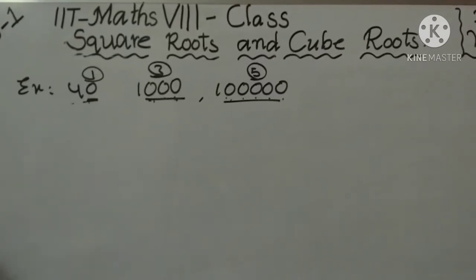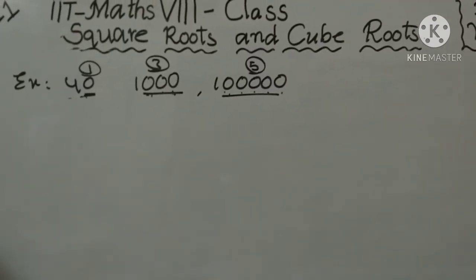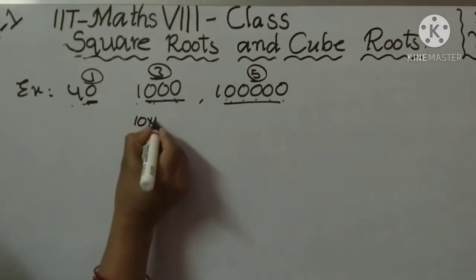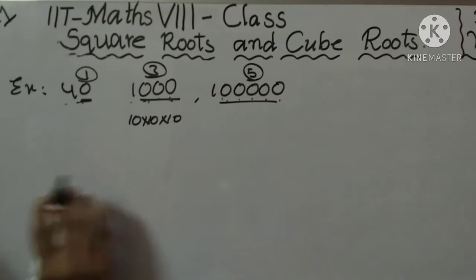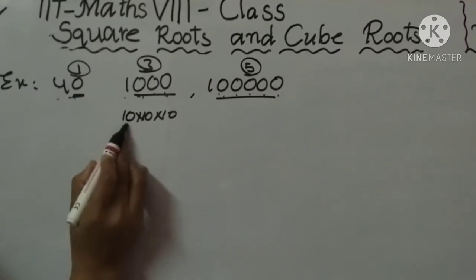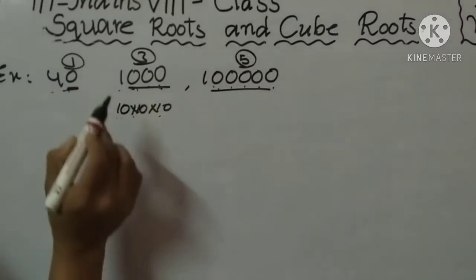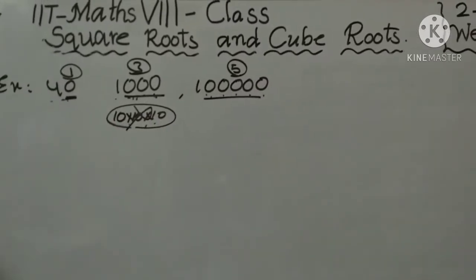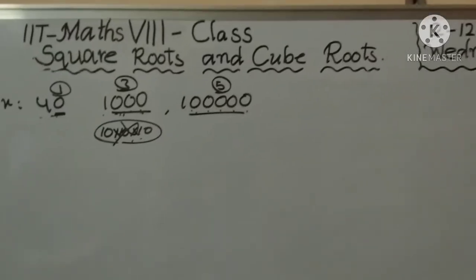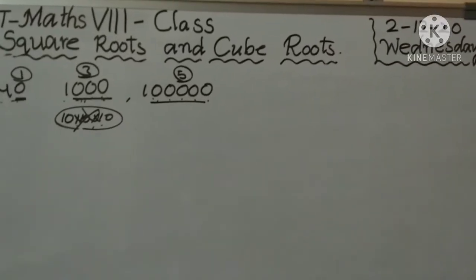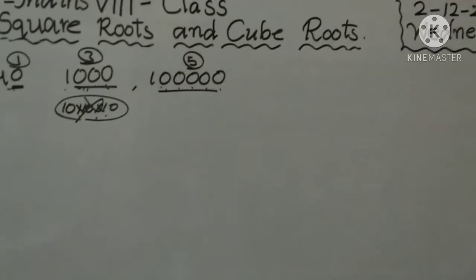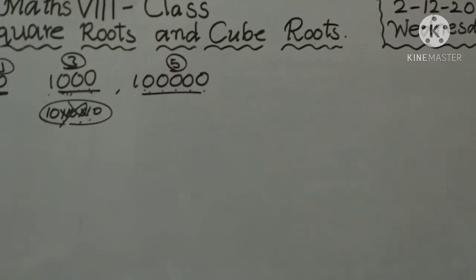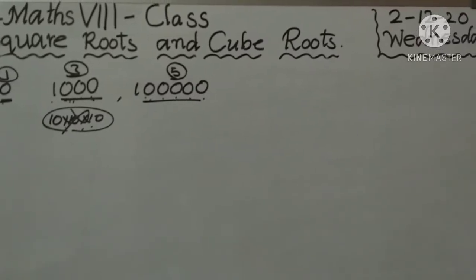For example, 40. Is 40 a square number? No chance. Here 1000 also is there. It is a cube number: 10 into 10 into 10. 10 tens are 100, 100 tens are 1000, but it is a cube number, not a perfect square. What we observe in this property is that if you take any number whose ones place has an odd number of zeros, that is not a perfect square.